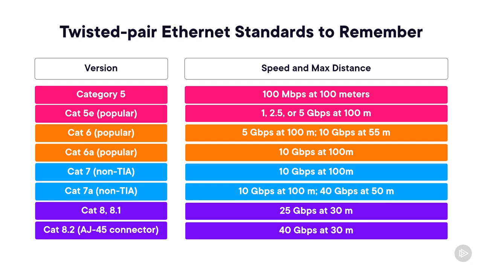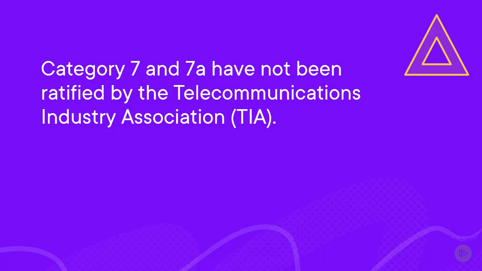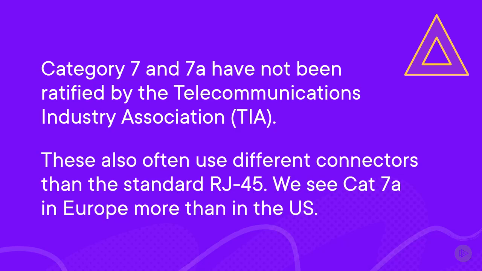Cat 8.2 uses a different connector and can move a blistering 40 gigabits per second over that same 30 meters. Because Cat 7 and 7a weren't fully ratified by all the relevant standards organizations, and because they use different connectors, they're not very popular in North America, but we do find these cables in Europe.